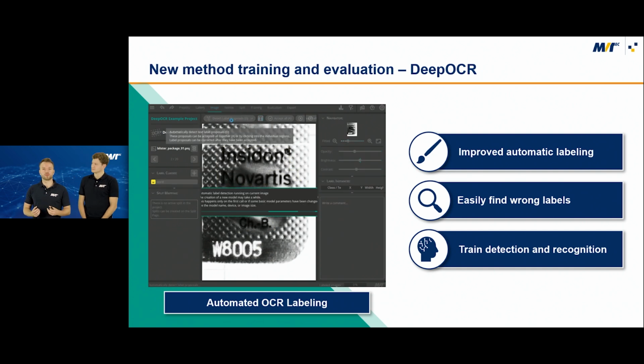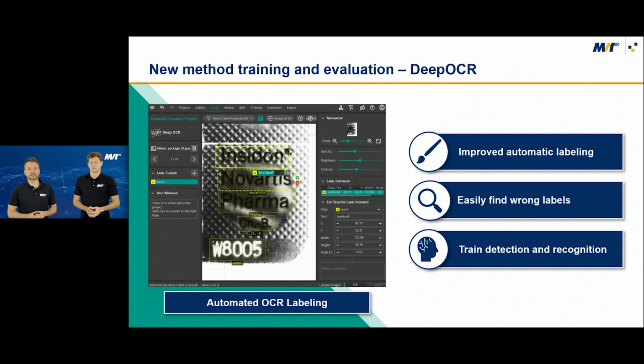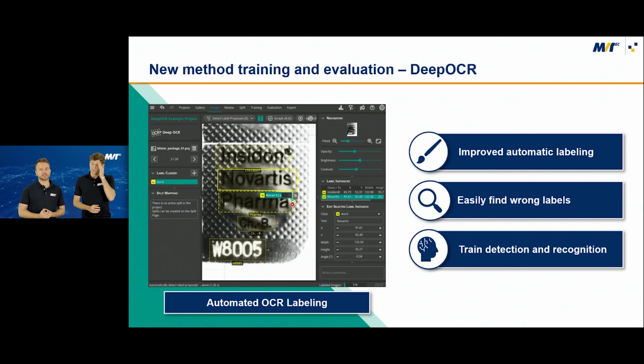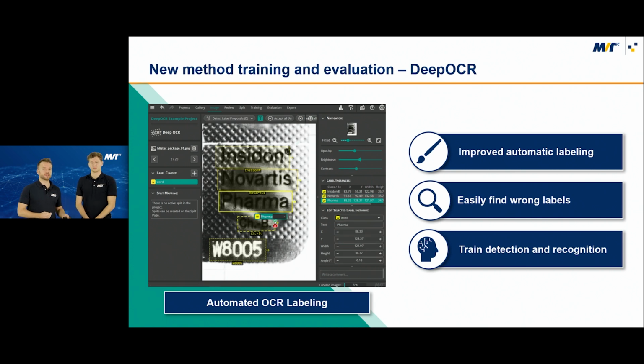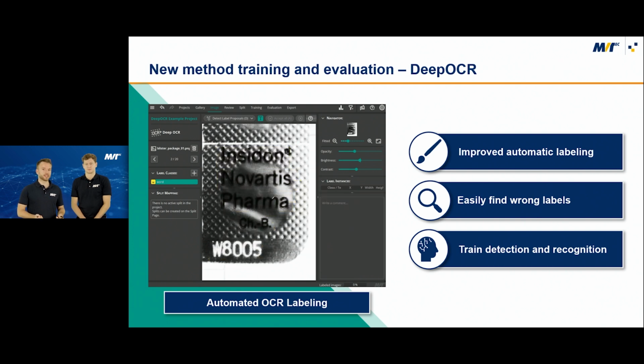And there's also a proposed label for each text area for the text inside. And then you can simply confirm or reject depending on if the label is right or wrong. And you can also correct the label if you want to. So it really speeds up the overall labeling process. And you also have some new sorting options to label these pre-labeled images. So, faster deep OCR labeling.